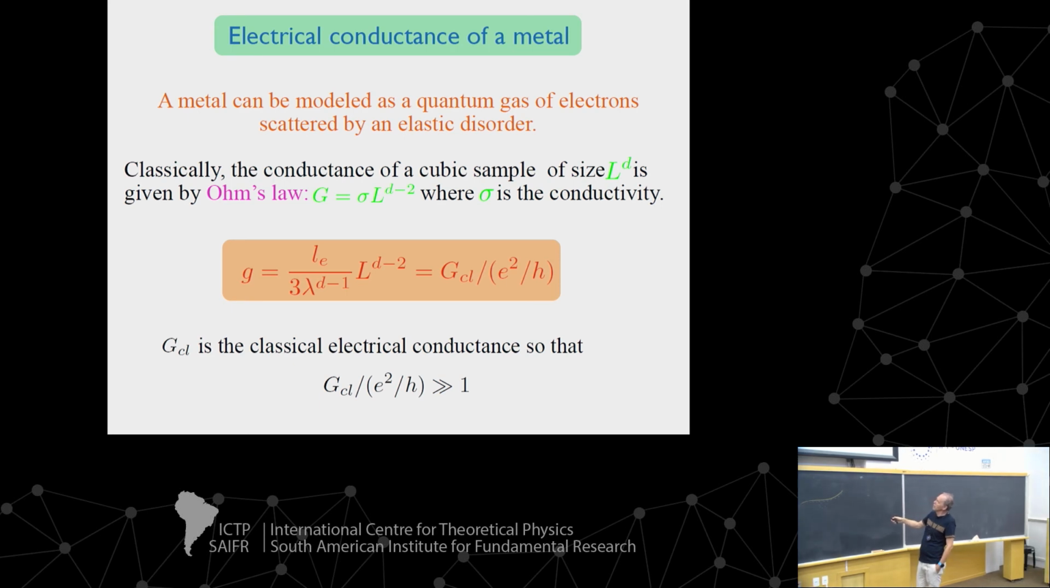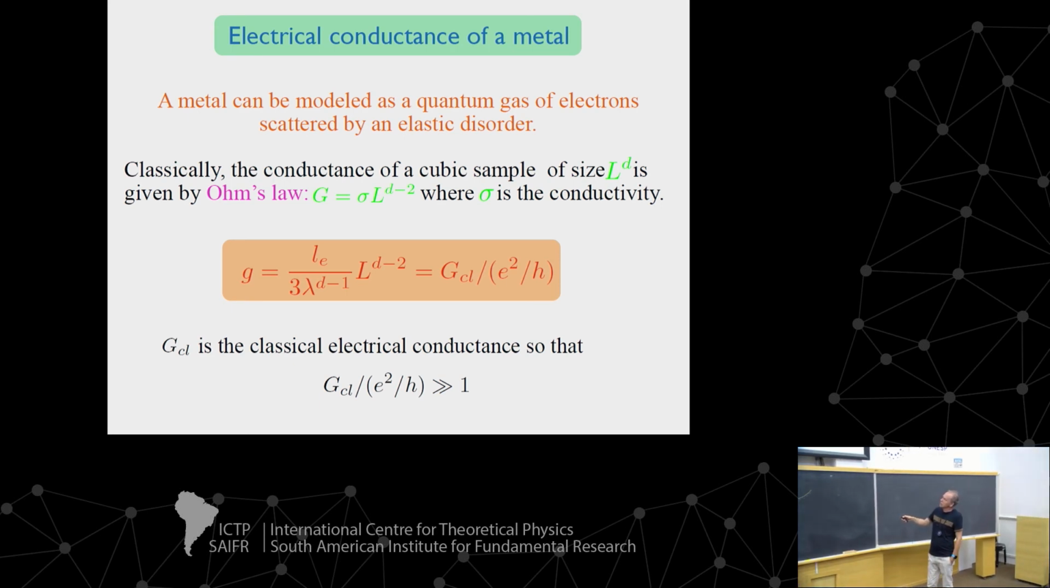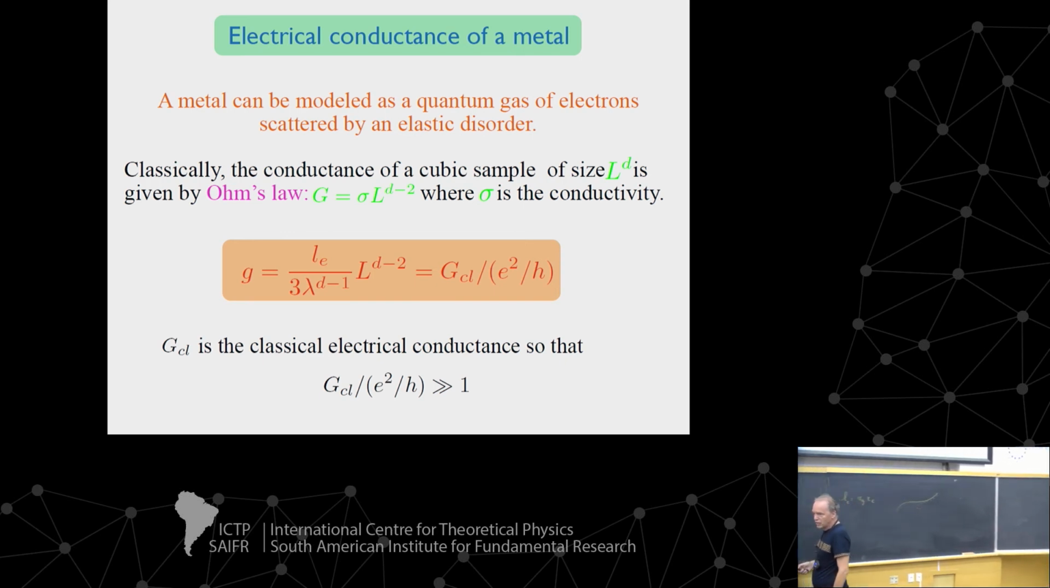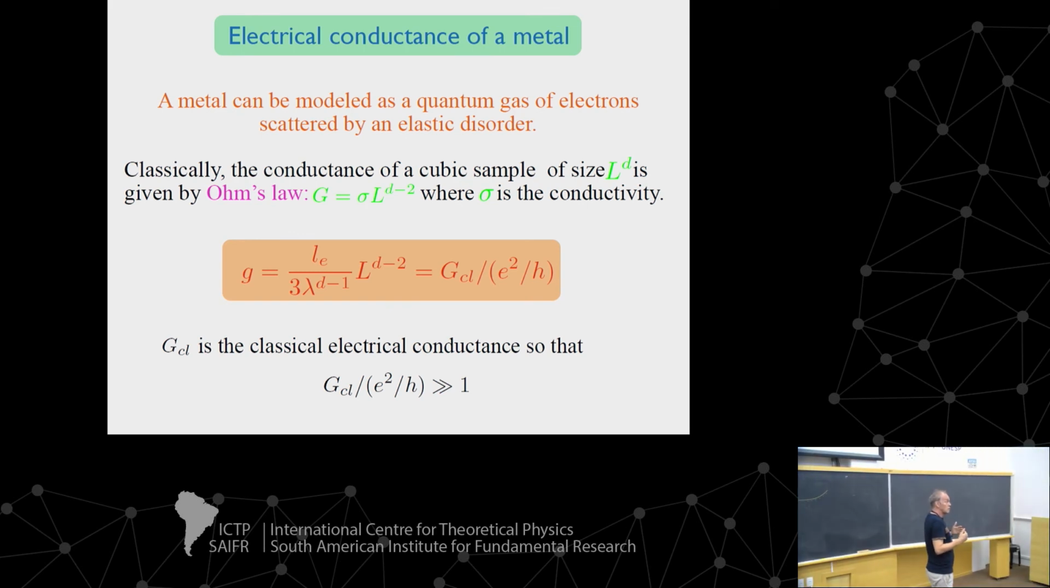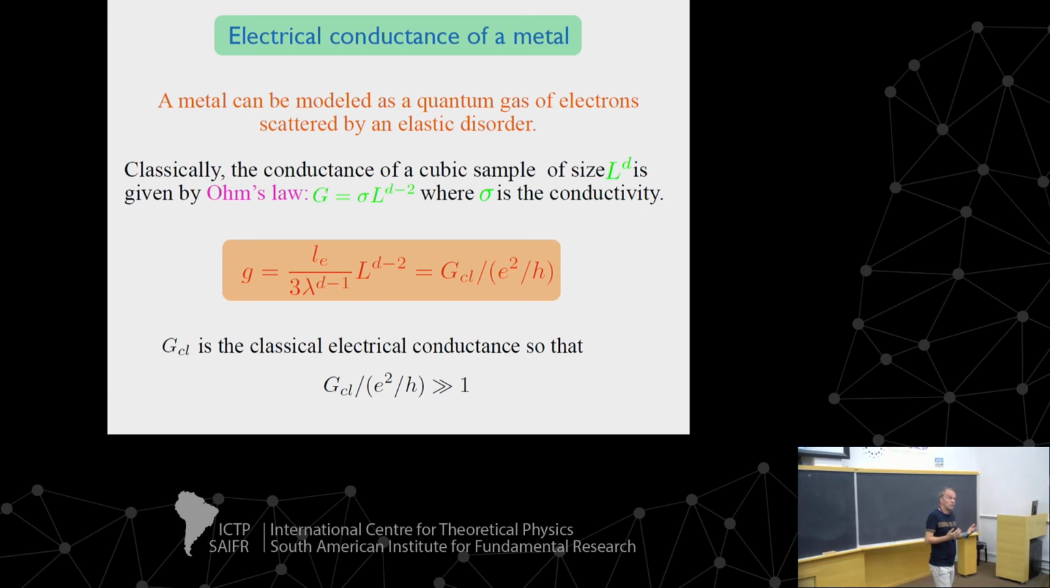But OK, it's 3. And in fact, what is this combination that we wrote? It's simply the classical conductance divided by e squared over h. So this object, divided by this, is a dimensionless quantity, and it's called the dimensionless conductance. So what controls quantum crossings is just the dimensionless electrical conductance.